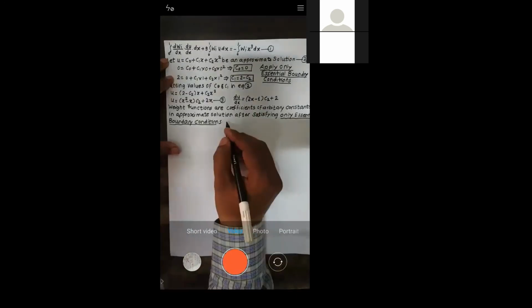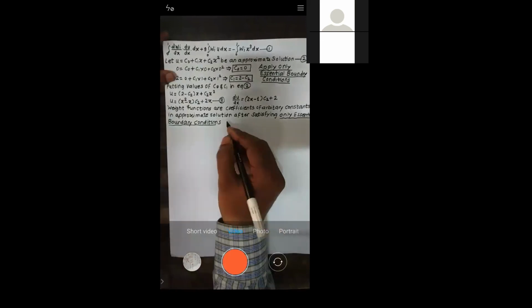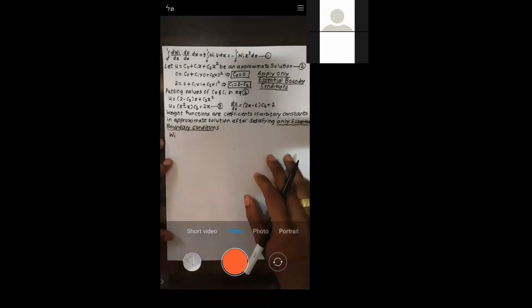So now tell me what is weight function. Everything I have explained to you. Now you should tell me what is weight function. X square minus X. Right. See, this is the weight function, x square minus x.